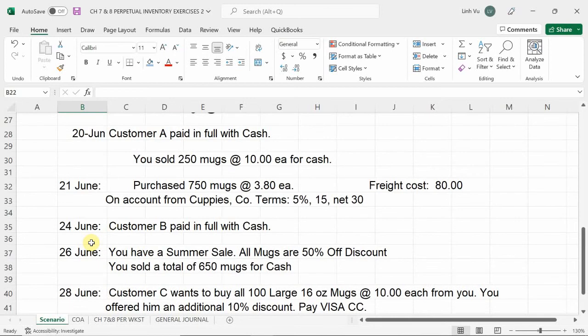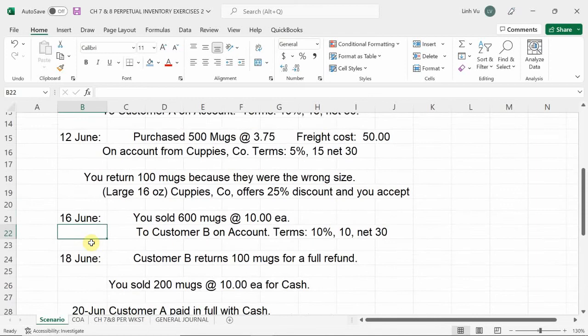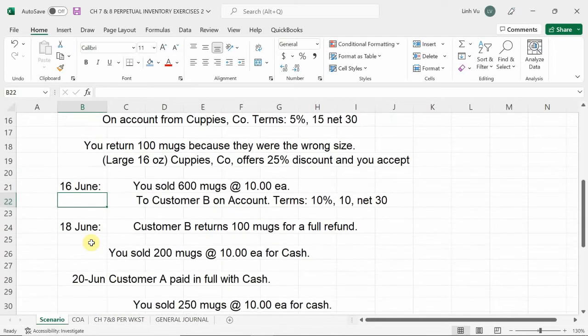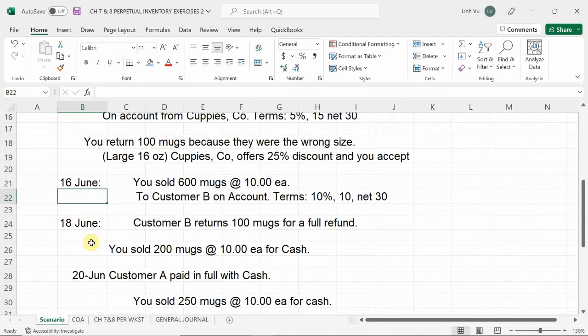Okay, so the 21st we just finished. Next it's the 24th of June. Customer B pays in full with cash. Let's take a look at customer B. You sold 600 units to customer B on June 16. However, customer B decided to return 100 of those units, so you only actually sold 500 units to customer B.